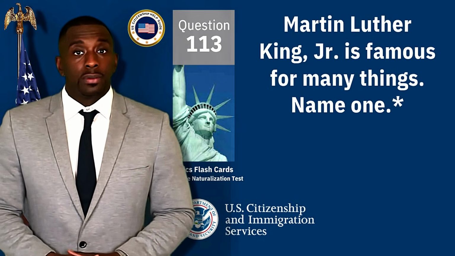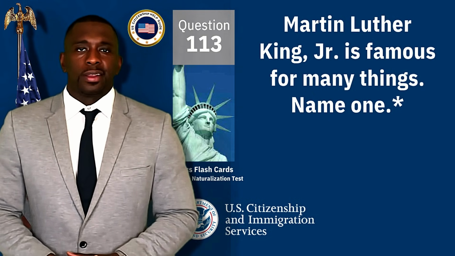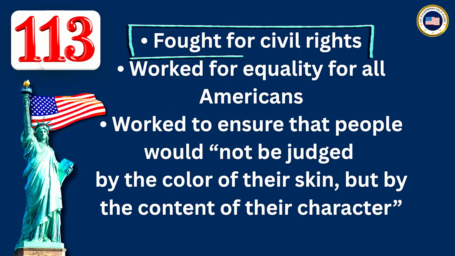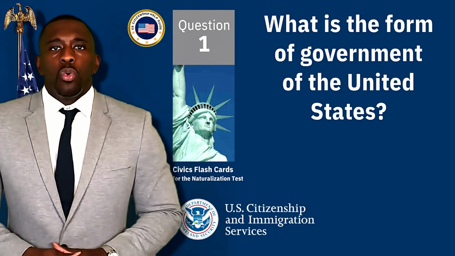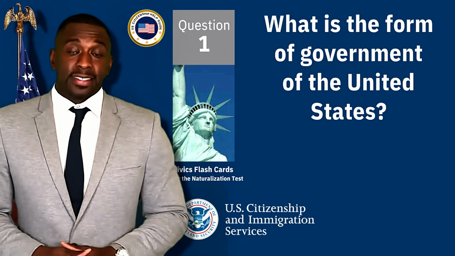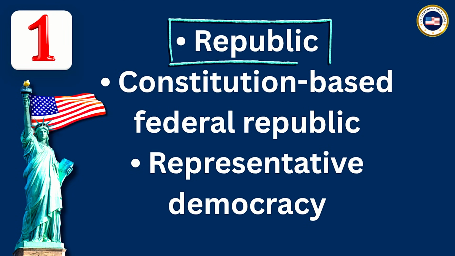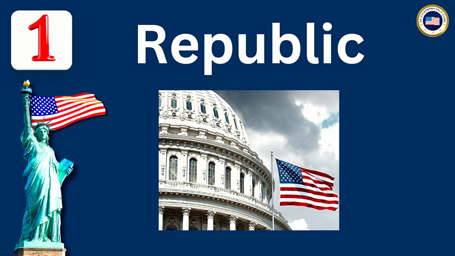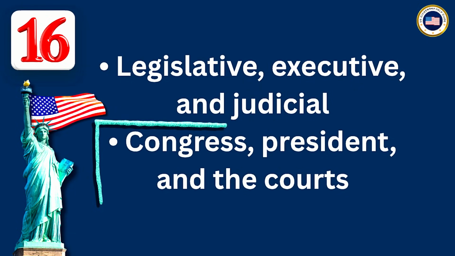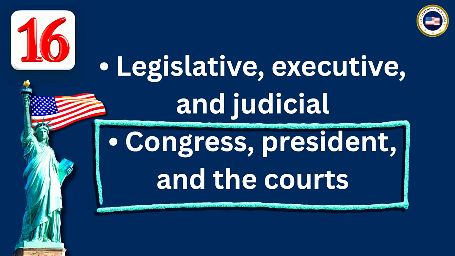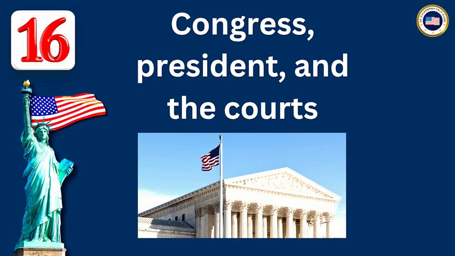Martin Luther King Jr. is famous for many things. Name one. Fought for civil rights. What is the form of government of the United States? Republic. Name the three branches of government. Congress, President, and the courts.